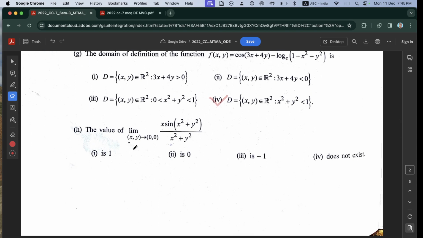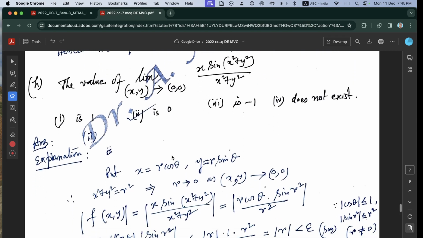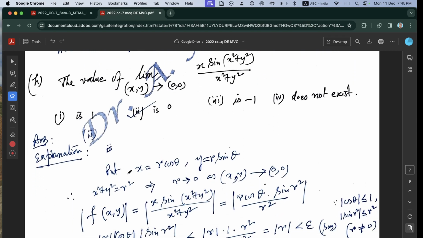Find the value of the limit, double limit as (x, y) tends to (0, 0), of x sin(x² + y²) divided by x² + y². Here we put polar coordinates x = r cos θ, y = r sin θ, so x² + y² = r², and r tends to 0 as (x, y) tends to (0, 0).